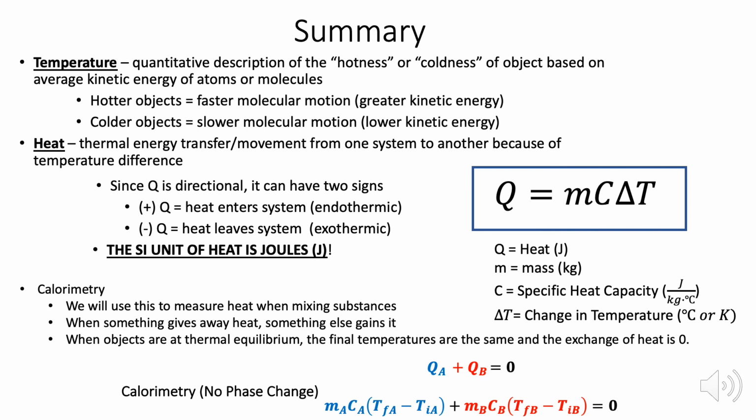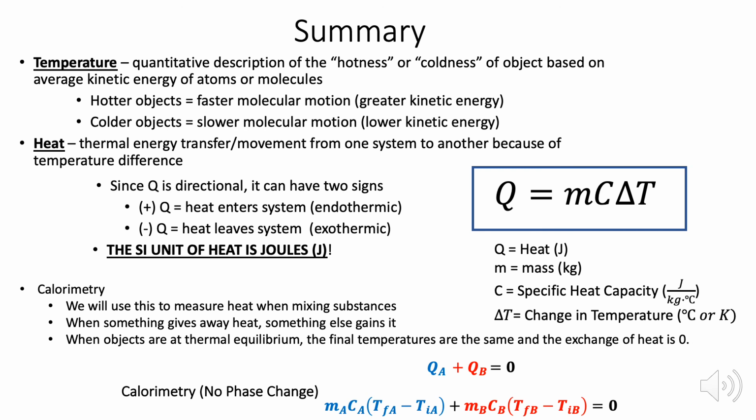And then the equation for heat is Q is equal to mcΔT. So m is mass, c is specific heat, and ΔT is the change in temperature. And I don't care if the change in temperature is Celsius or Kelvin, because it's a change. And then we ended with calorimetry, which we use to measure the heat when we mix things together.